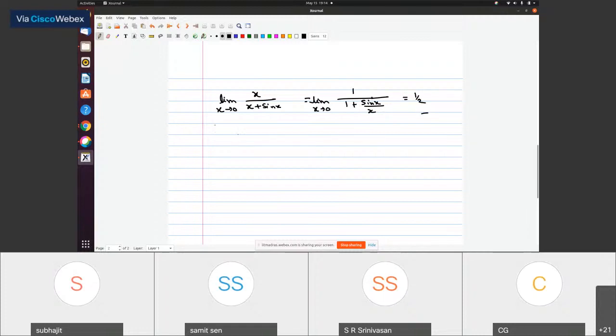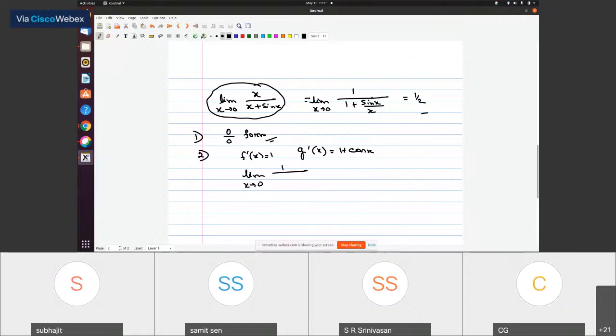Yeah, that's okay. But my question is, can we apply L'Hopital's rule here? Does it satisfy the condition of L'Hopital's rule? Yes, it is 0 by 0 form, that is an indeterminate form. That is the first point. Now we come to the second point. So f dash x is 1 and g dash x is 1 plus cos x. Now does this limit exist? Yes, this limit also exists, because as x tends to 0, 1 plus cos x will go to 2. So it will give us half. So if x tends to 0, then we can apply L'Hopital's rule.